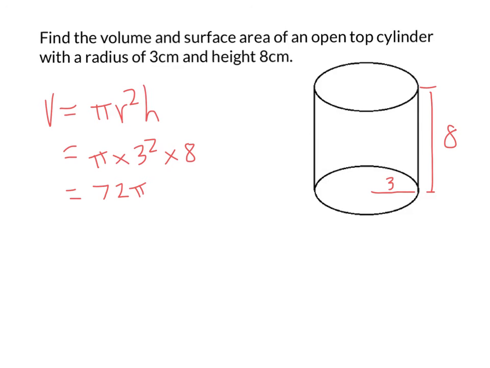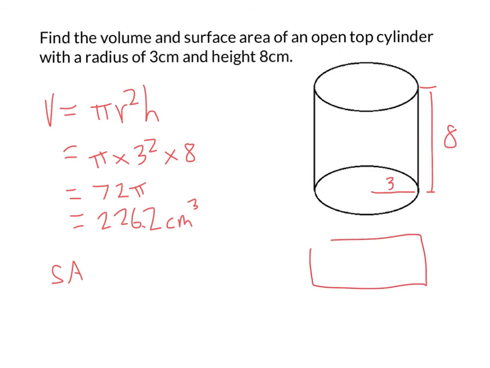If it asks you to leave your answer in terms of pi, 72 pi is your answer. Otherwise, leave it to 1 or 2 decimal places. This gives 226.2 centimeters, and it's volume, so cubed. For the surface area then, we've got the curved surface area. Imagine that like the wrapper going round the outside of the cylinder. Remember, if you unwrap that, you would get this rectangular shape where you've got the height of the cylinder and then the length of it would be the circumference.